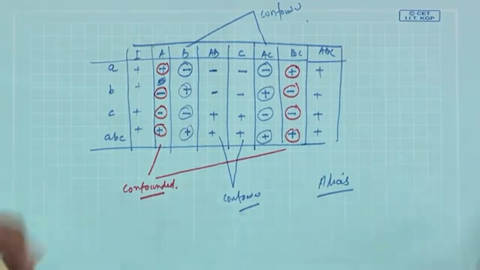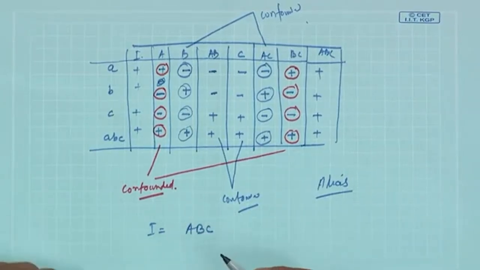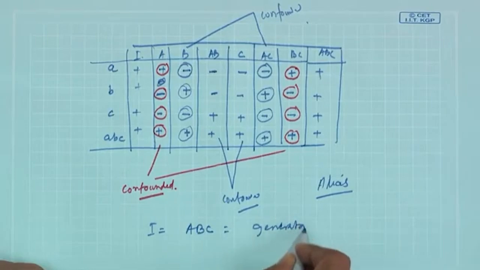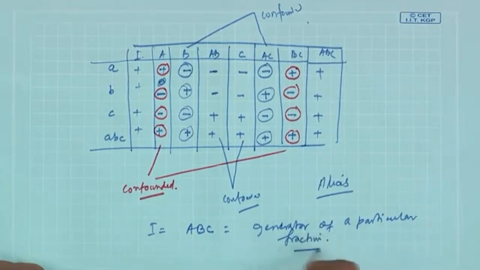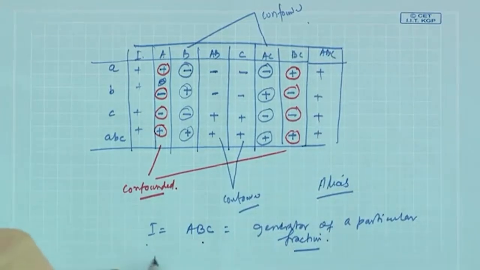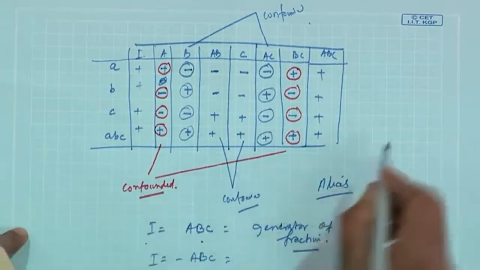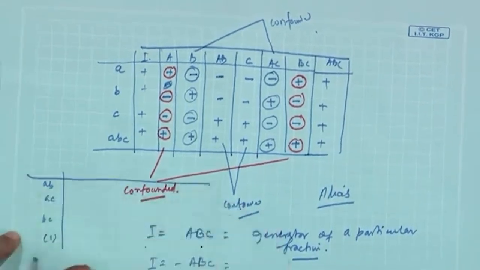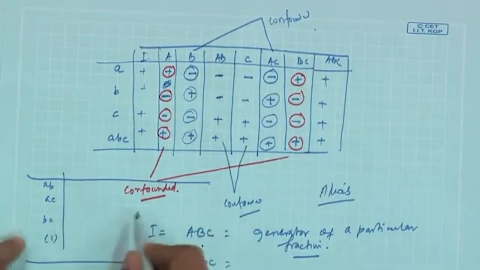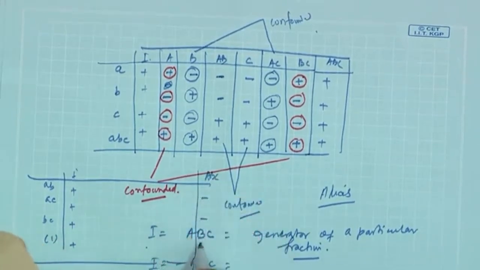And here this concept, I equal to ABC, is called the generator of a particular fraction. So, this half is created considering I equal to ABC. If you consider I equal to minus ABC, you will create the other half, which will have AB, AC, BC and 1, the runs we have not considered. There you will find I is all plus, but ABC will be all minus.